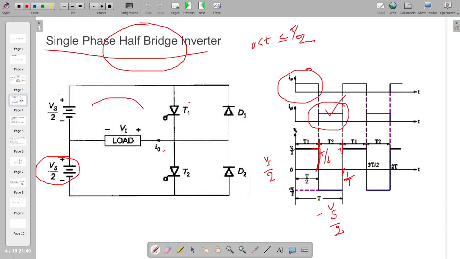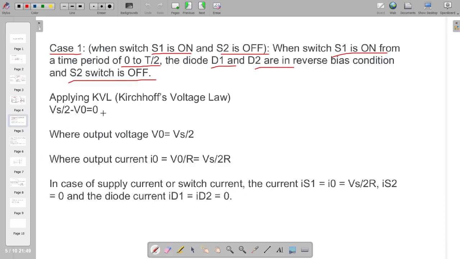KVL in this first loop. Apply KVL in this loop. First loop, minus Vs by 2, this voltage. I am writing that equation: minus Vs by 2 minus V0 is equal to 0. So the output voltage, from the equation, V0 is equal to Vs upon 2.